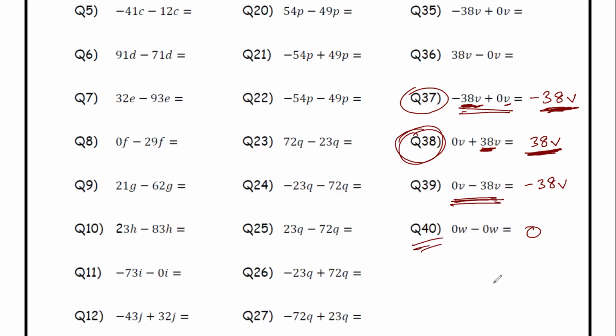The last one is 0. The reason 0w and 0w are given is because, again, students get confused. What is the answer for 0 minus 0? It is 0. Okay, simple. That's it. We're done with the prerequisites videos.